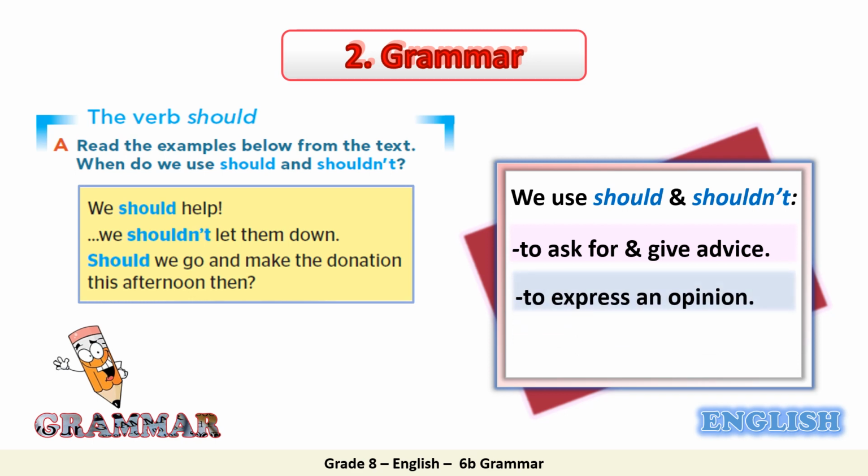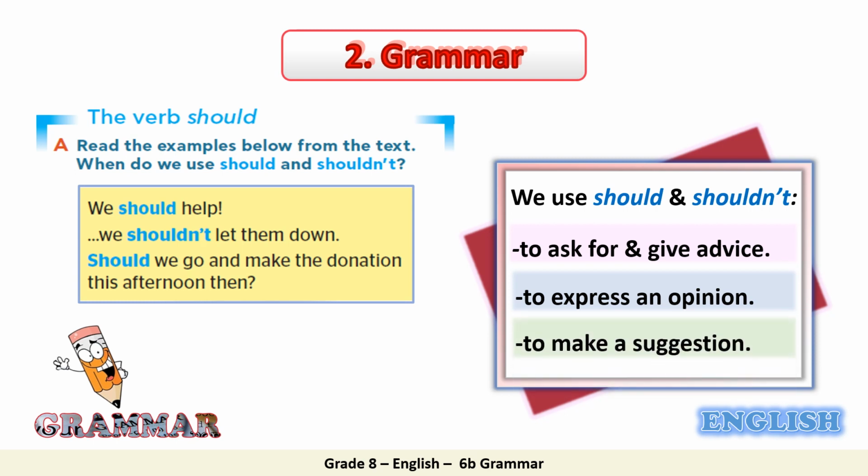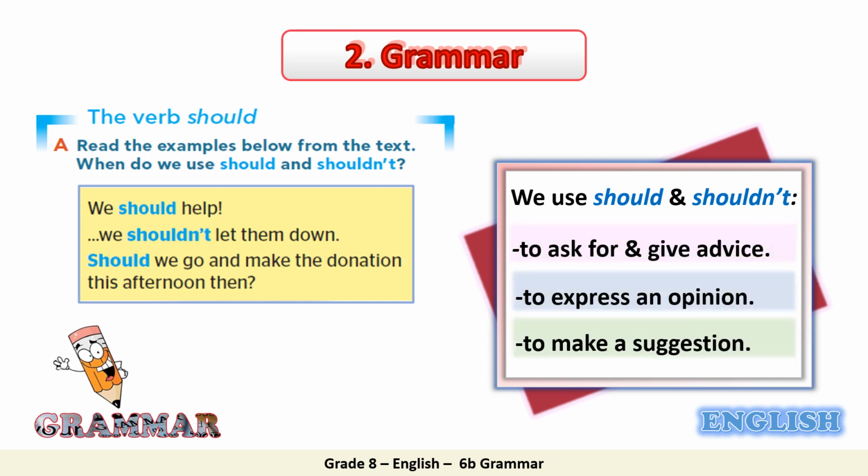We also use should and shouldn't to express an opinion. For example, I think you should talk to her about it. We can use should to say what we think is the right thing for someone else to do. We use should and shouldn't to make a suggestion. For example, you should practice English every day. Keep in mind, dear students, we use should and shouldn't to ask for and give advice, to express an opinion, and to make a suggestion.